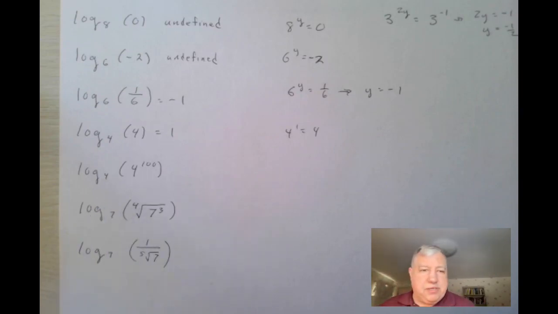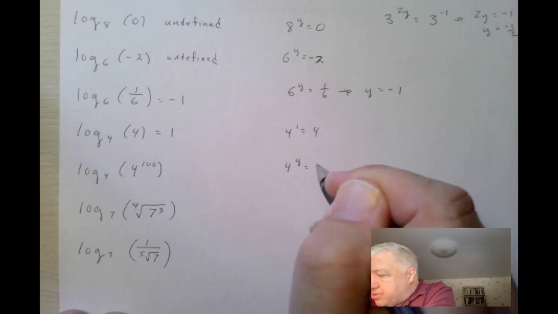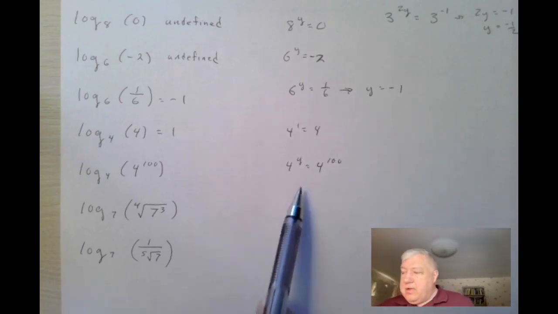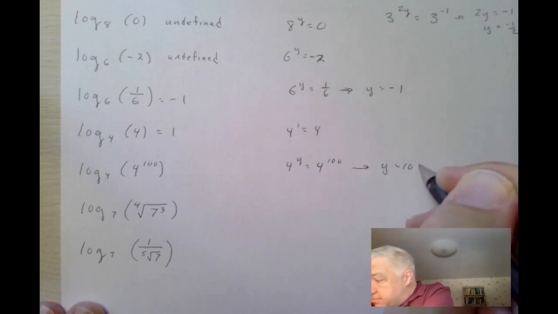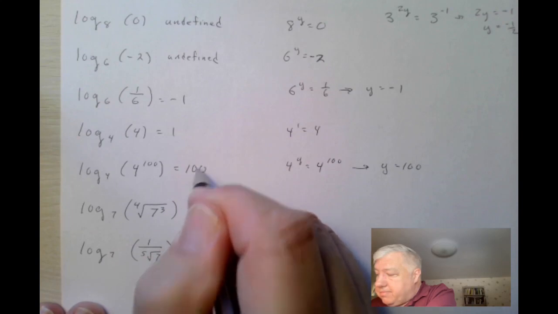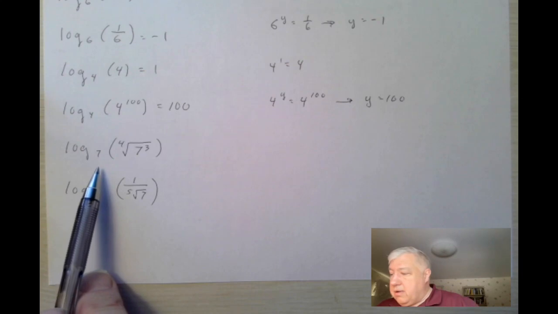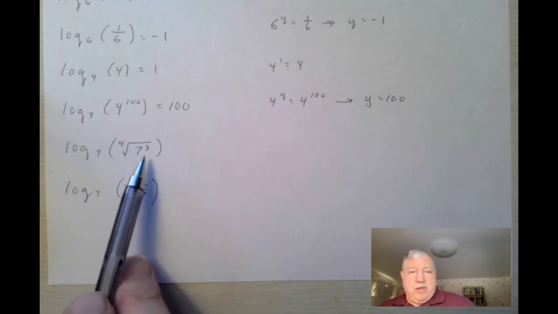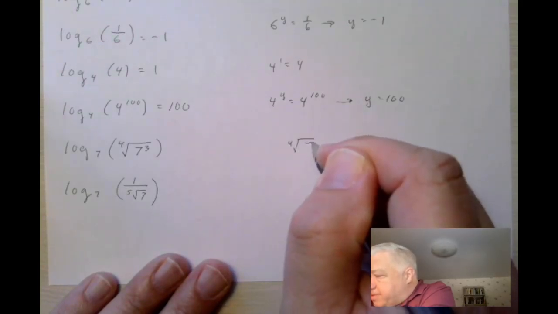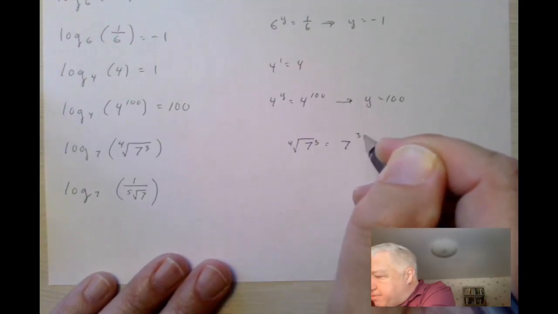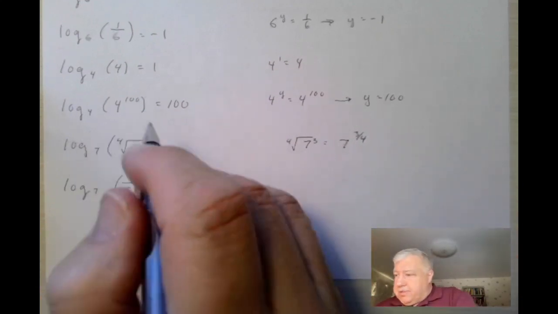In some of these cases, it looks like it's too easy. 4 raised to the y equals 4 to the 100. Well, obviously that means y has to be 100, right? So this is 100. The log base 7 of the fourth root of 7 to the third: you need to write this using fractional exponents. The fourth root of 7 to the third is the same thing as 7 to the 3/4. Remember how fractional exponents work. So this is 3/4.